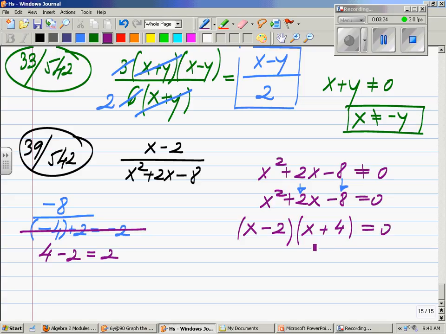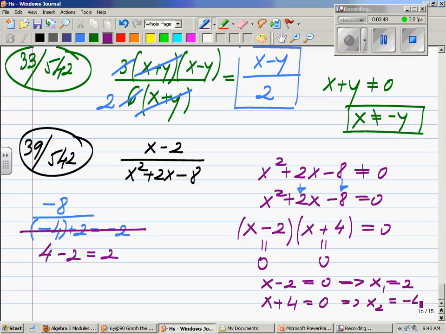We're not done yet, because we have to find for what values of x this expression is 0, right? And you're going to set every one of your factors equal to 0. So I have x minus 2 equals 0, which means x1 is 2. x plus 4 equals 0, and you have x2 equals negative 4.